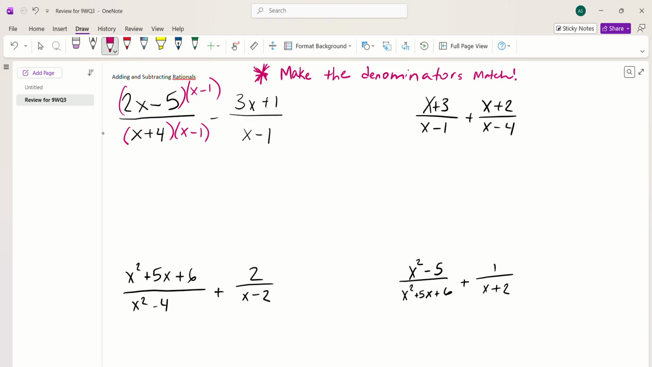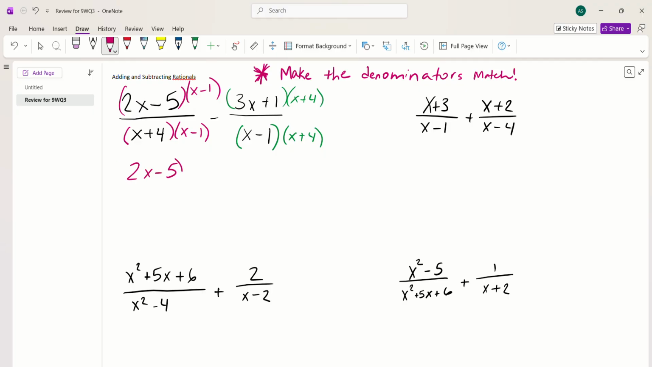And I'm going to do the same thing on this side, except this time I'm missing x plus 4 to make them match. So I'm going to multiply by x plus 4 over x plus 4. Then I'm going to rewrite what I got.